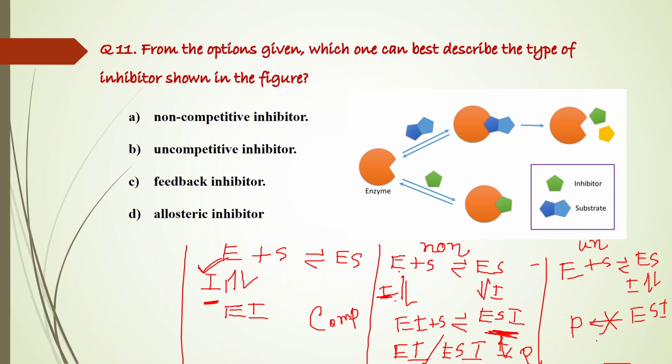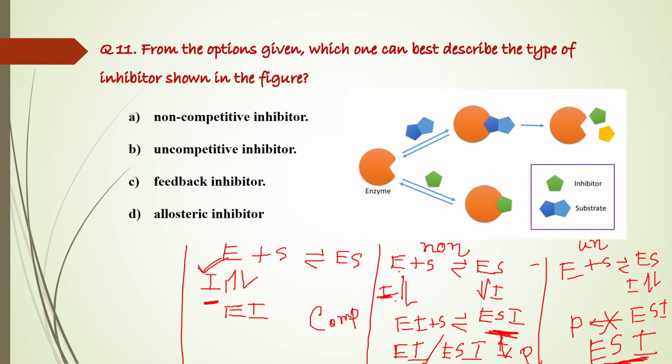But in the case of uncompetitive inhibition, the inhibitor can attach only after the attachment of the substrate. After the formation of the ES complex, the I can attach, thereby always resulting in the formation of a ternary complex, or ESI complex. Now let us go back to this diagram.